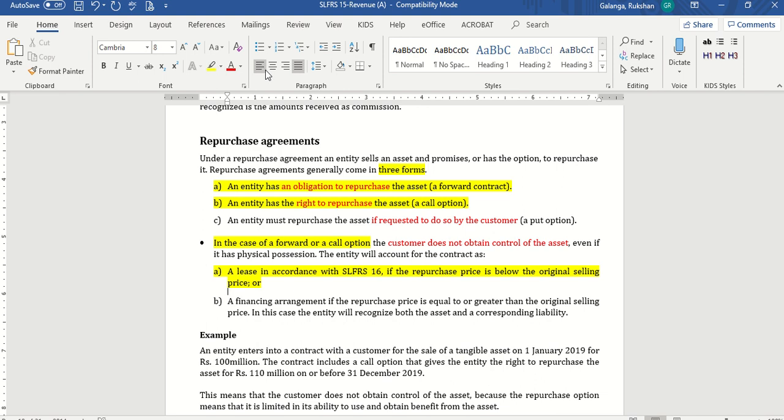But in which situation? If the repurchase price is below the original price. Remember, this is also very important. The repurchase price is below the original selling price.